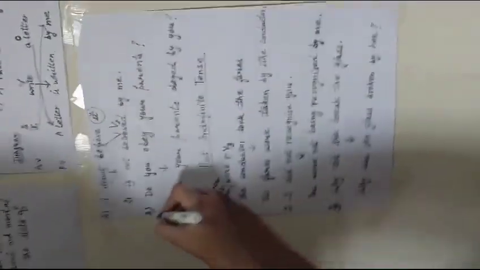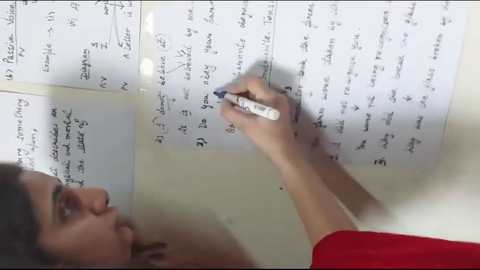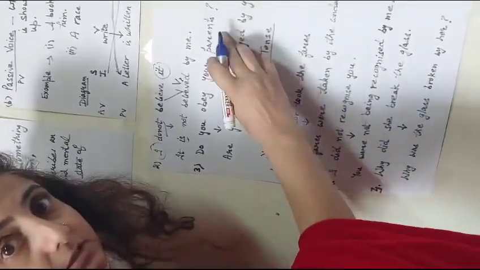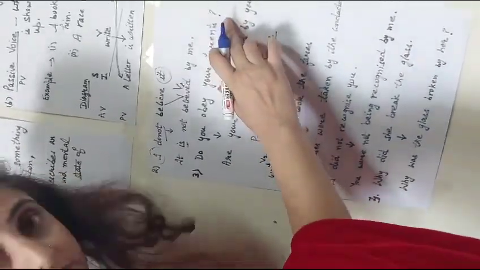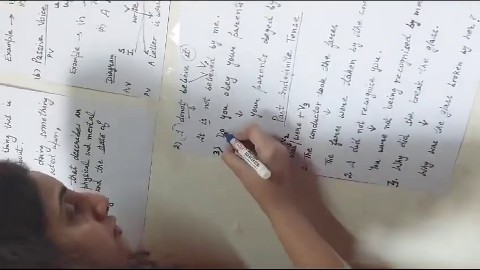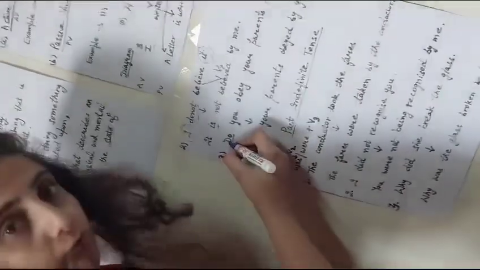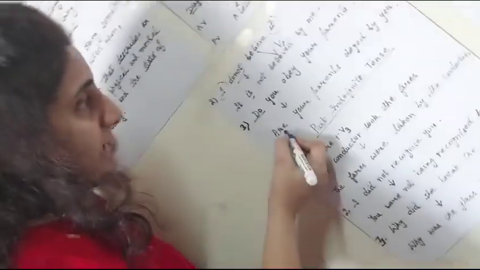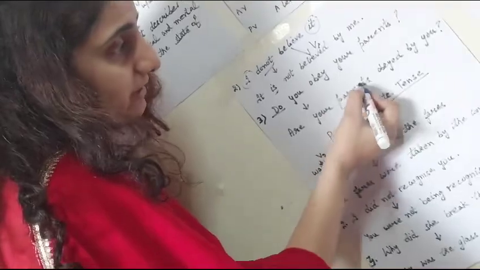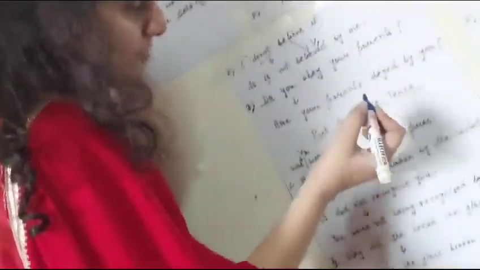So next is the interrogative sentence. Do you obey your parents? It is an interrogation, that means it has a question mark, so a question is being asked. So we will use is, am, are in the place of do. So here we are using are. Are your parents obeyed by you?